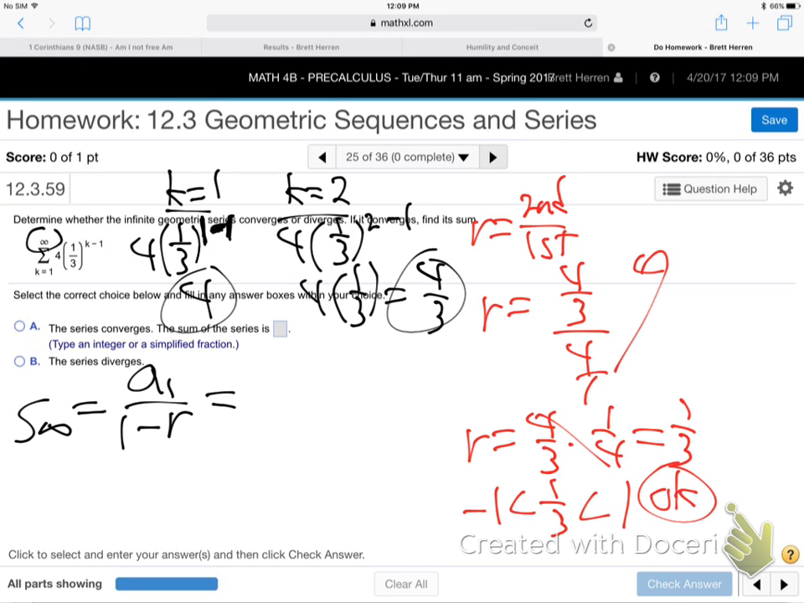So it's a1 over 1 minus r. r is 1/3. We good to there? Am I racing ahead of you? See how I did that? So k is 1, the first term is 4. k is 2, second term is 4/3. The r is 1/3. So what do we get then?